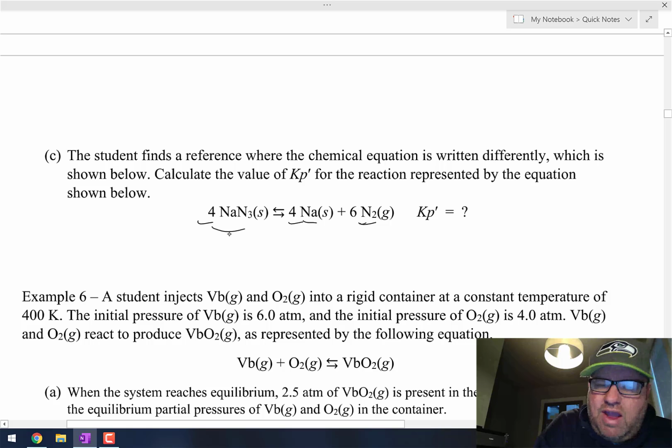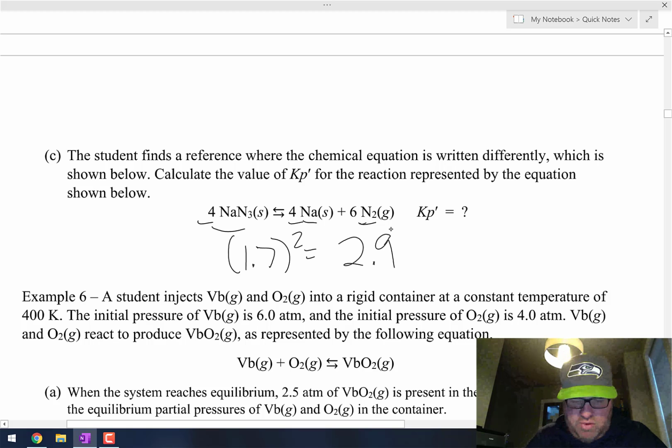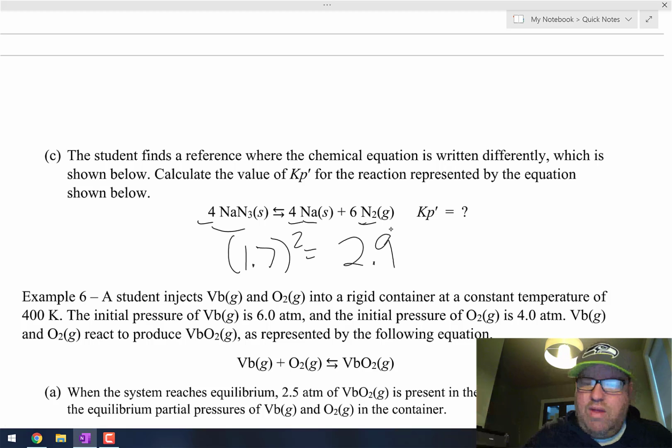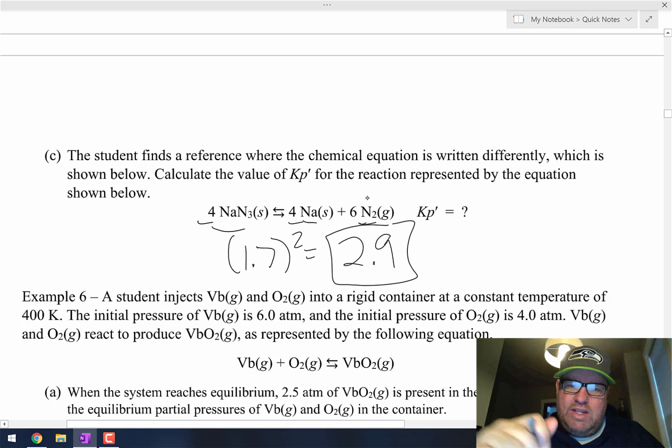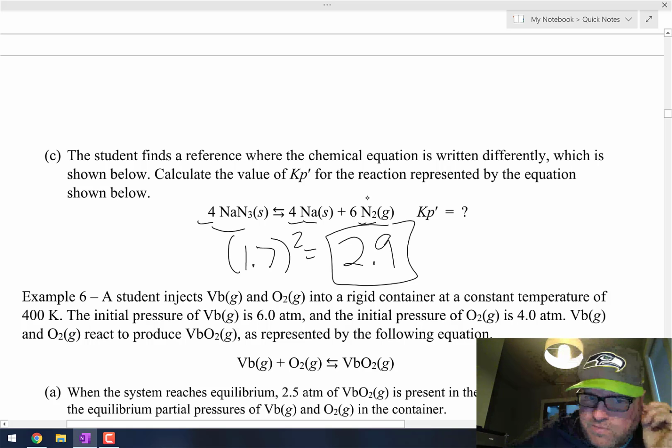So we take our answer from before, the 1.7, and we square it. And 1.7 squared, I believe, is 2.89. Yes, 2.89, so we round that to 2.9. And again, that's your answer. That's all you've got to do.